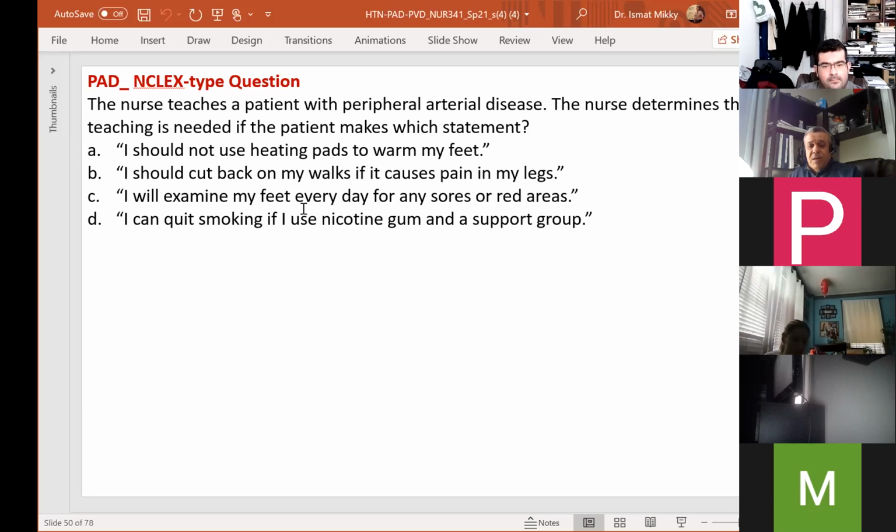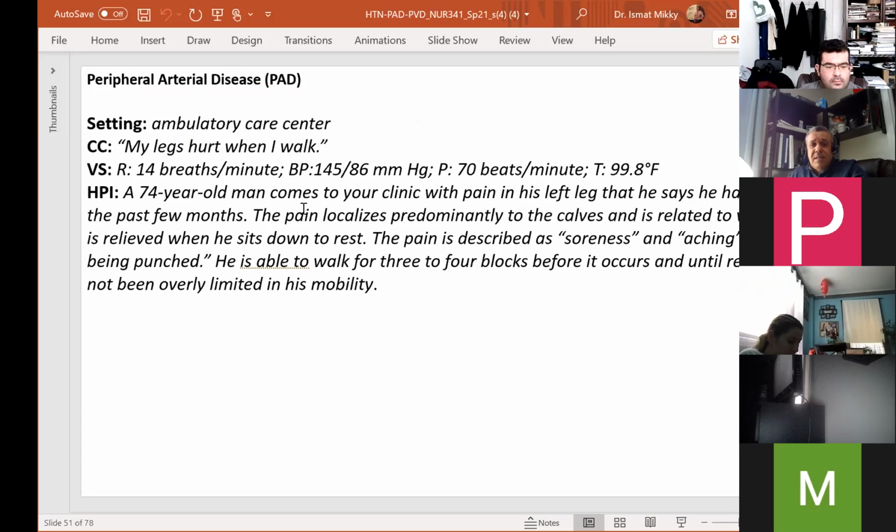"I should cut back on my walks" is incorrect, because patients should be taught to exercise to the point of discomfort. Continue walking until they feel the pain, then stop and rest, and then resume walking until the discomfort recurs. That's the best strategy to prevent complications.